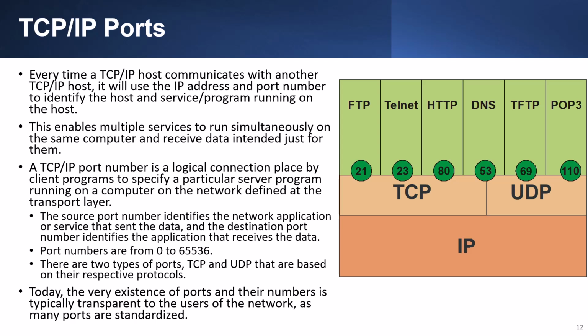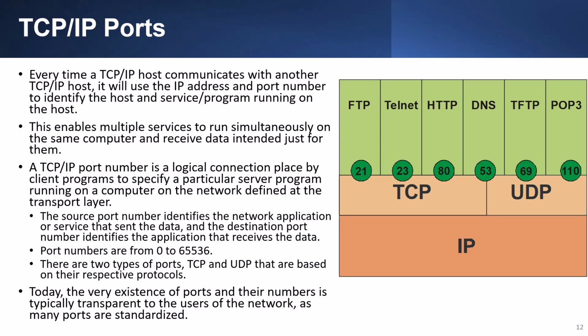Every time a TCP/IP host communicates with another TCP/IP host, it will use the IP address and port number to identify the host and service or program running on the host. This enables multiple services to run simultaneously on the same computer and receive data intended just for them. A TCP/IP port number is a logical connection placed by client programs to specify a particular server program running on a computer on the network, defined at the transport layer.